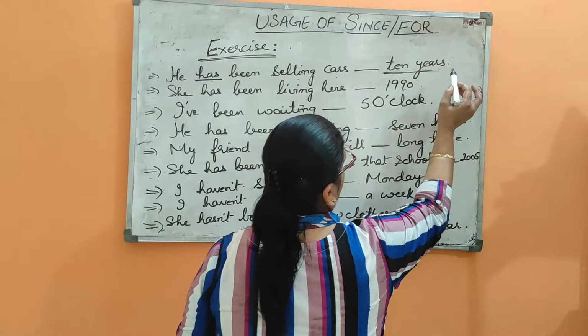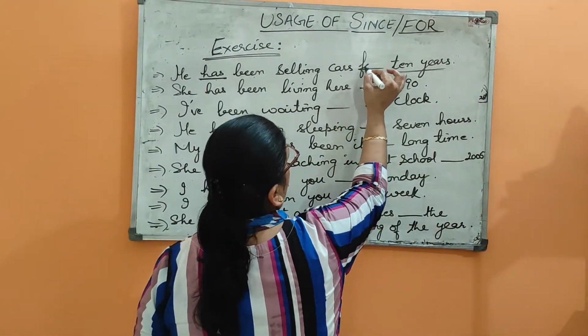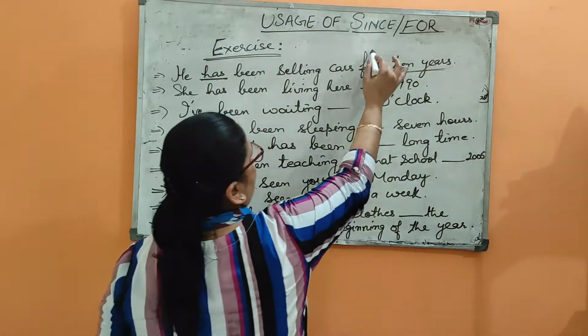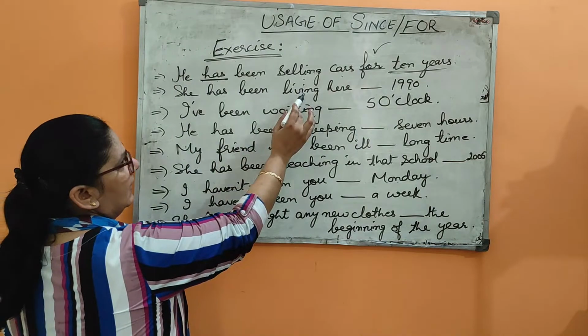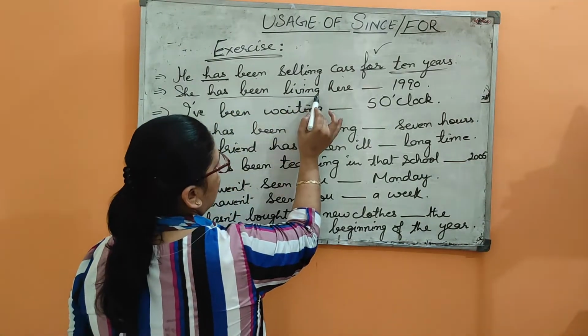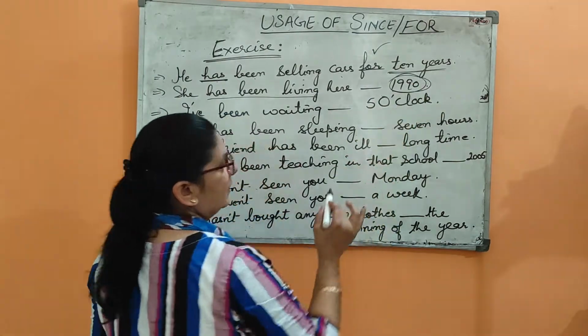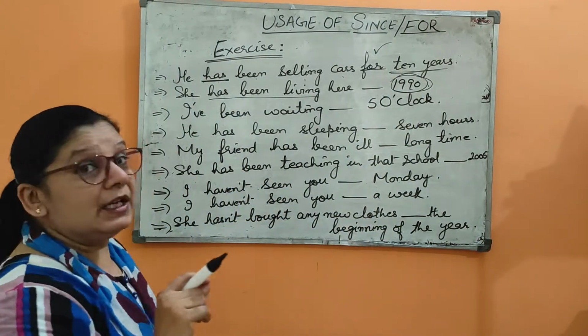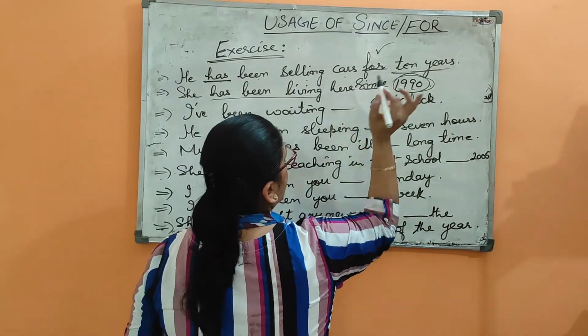He has been selling cars dash 10 years. 10 years means a period of time. No year is mentioned here. So we have to place here for 10 years. Okay, that would be right. The next sentence asks, she has been living. This is present perfect continuous. Here, dash 1990. This is a cue for you. Exactly year is mentioned here. So you will be writing here since 1990.